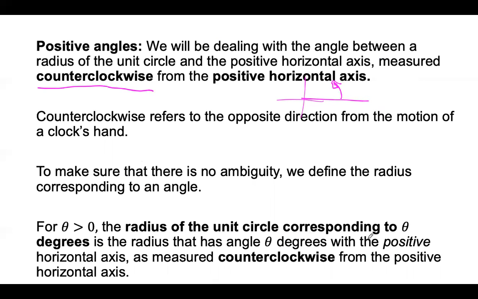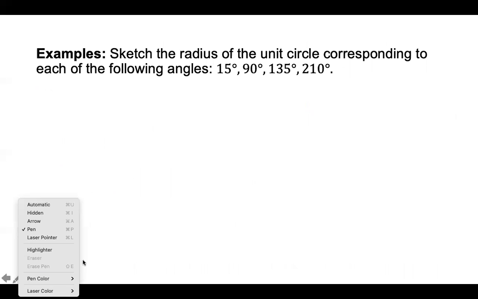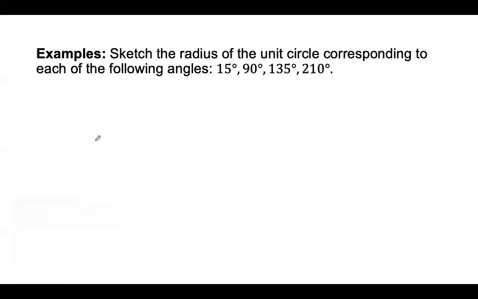So the radius of the unit circle corresponding to a particular angle in degrees is the radius that that angle has with the positive horizontal axis, as measured counterclockwise from the positive horizontal axis. So let's see these by sketching some pictures here. Sketch the radius of the unit circle corresponding to each of the following angles. So again, try your best to draw a circle.